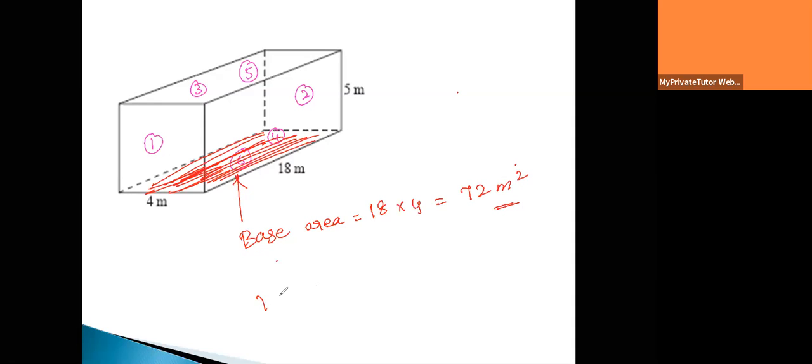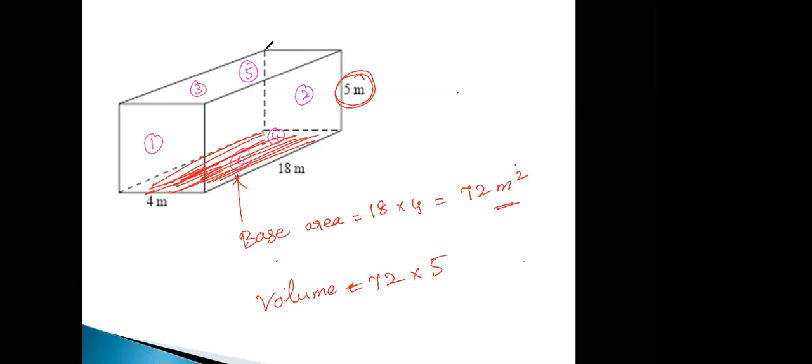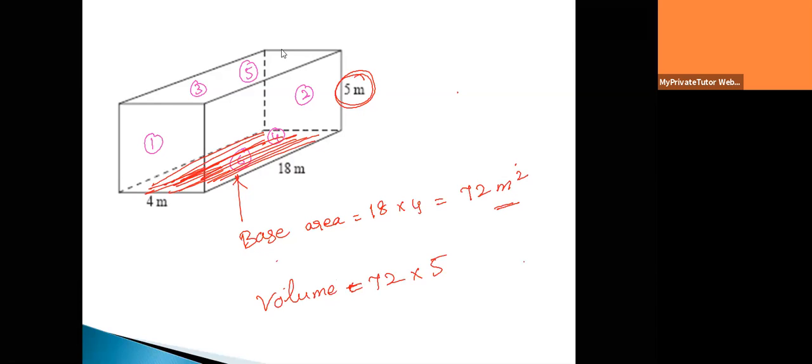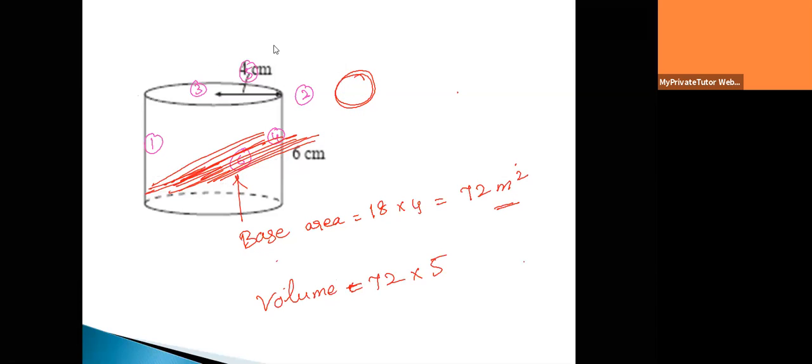And to find the volume, you need to multiply the base area and the height of the prism. See, you can see that this is the height of the prism, which is 5. So what is 72 times 5? 360, sir. Yeah. So that's what I'm trying to simplify in the question. So that's 360.